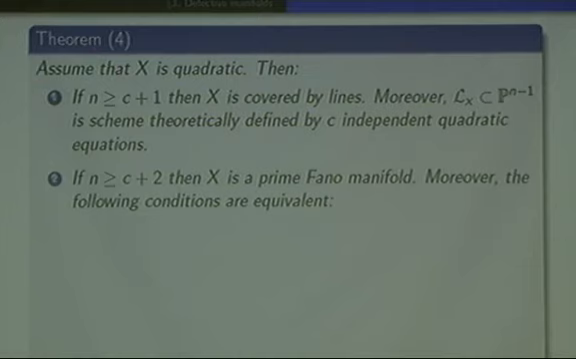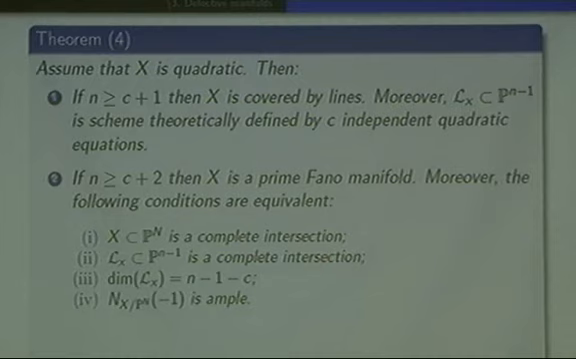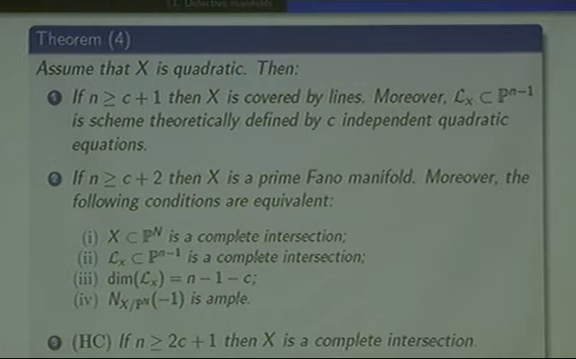Second, I'm going upstairs, so I put stronger and stronger conditions. So assume we go one step further, then X is a prime Fano manifold. And moreover, the following conditions are equivalent. X is a complete intersection, the variety of lines is a complete intersection, the dimension is a good one. Please note that here it is a codimension, not the d that was hard to compute, right? And also a well-known necessary condition for being a complete intersection, I have already mentioned it, that the normal bundle twisted by minus 1 is n. So all these are equivalent in this case. Here, of course, we are saying that the Hartshorne conjecture is true.